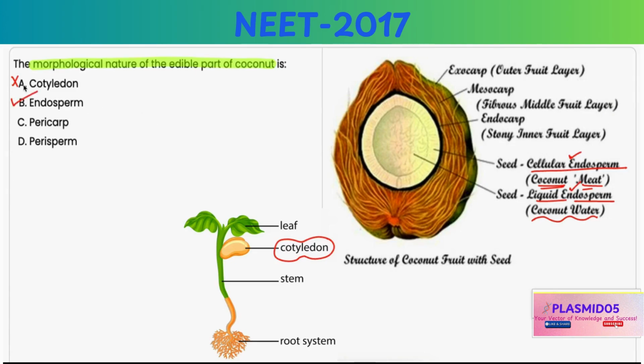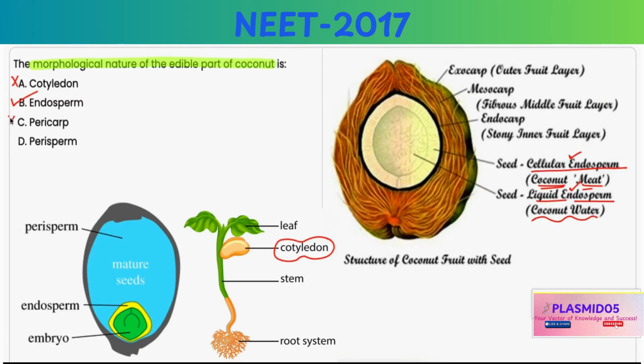Option C, pericarp. It is also incorrect because the pericarp is the outer covering of the fruit, which includes the exocarp, that is the outer layer, the mesocarp, the fibrous middle layer, and the endocarp, the hard shell. But these are not edible in coconut. Option D, perisperm. It is also incorrect because perisperm is a nutritive tissue that is derived from the nucellus, and it is not present in coconut.